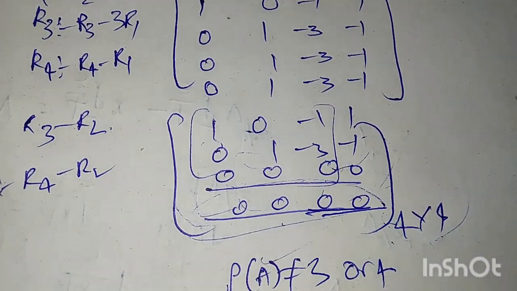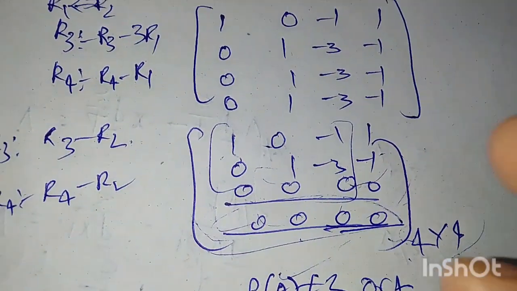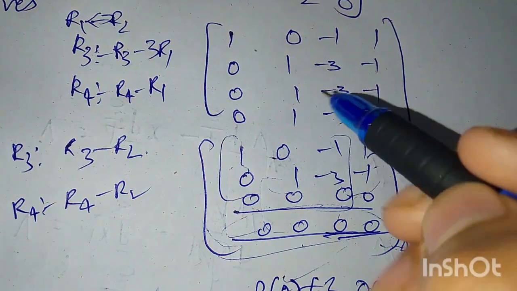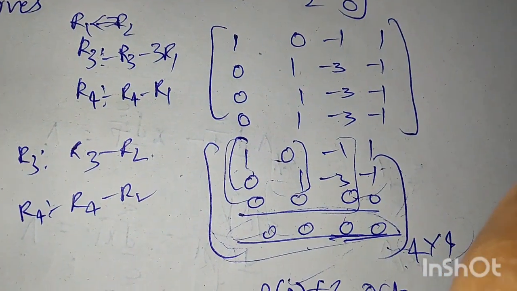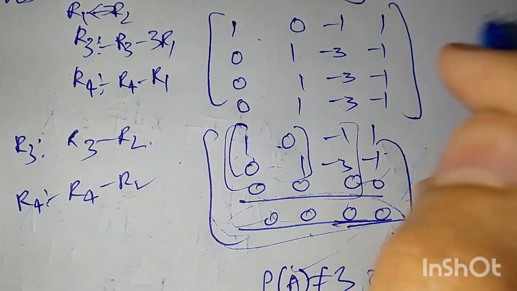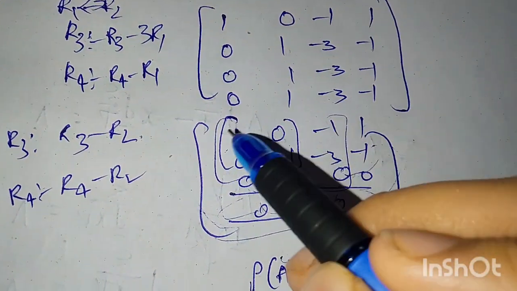Now we have to check for the second determinant, or minor of order 2. See this one, any one you see. If any one is not equal to 0, then rank will be 2. If I see 1, 0, 0, 1, so 1 into 1 minus 0, it will be 1.